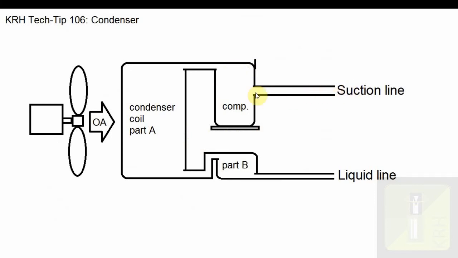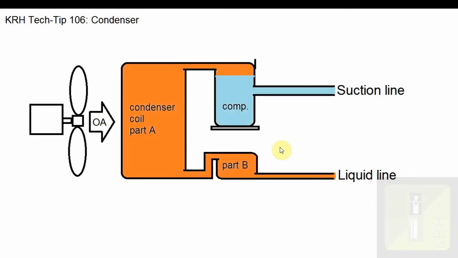So here I have an illustration showing the compressor, the suction line, which is coming from our evaporator coil, our discharge line. We've illustrated the condenser coil in this manner to represent the volume that would be in a condenser coil and the two different parts of the condenser coil. Both of these represent the condenser coil.